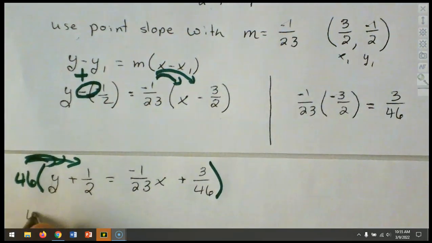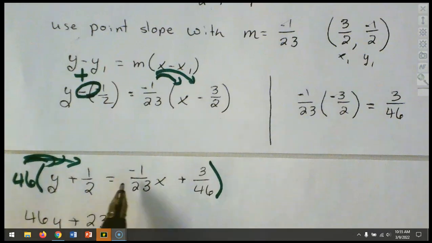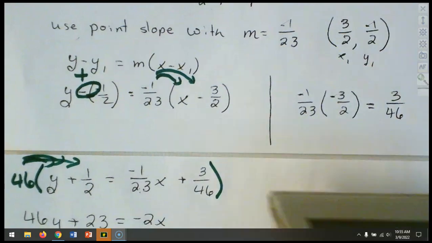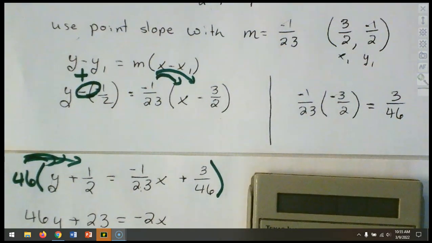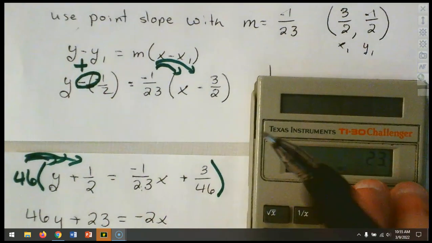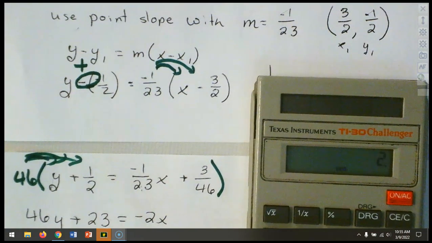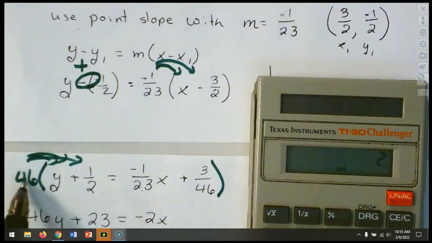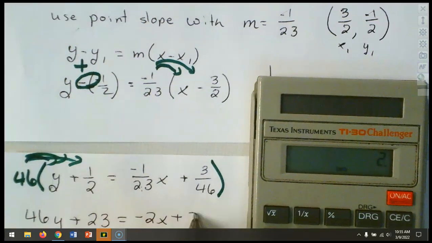So that's going to be 46y plus half of 46 is a 23. 23 and 46, they cancel. That leaves you with a 2. Okay, and 2 times a negative 1 makes it a negative 2x, right? Because 46 divided by 23 is 2. So we can see, yep, 46 divided by that 23 gives you that 2. 2 times that negative 1 makes it a minus 2x. The 46's here directly cancel, and that leaves you with a 3.